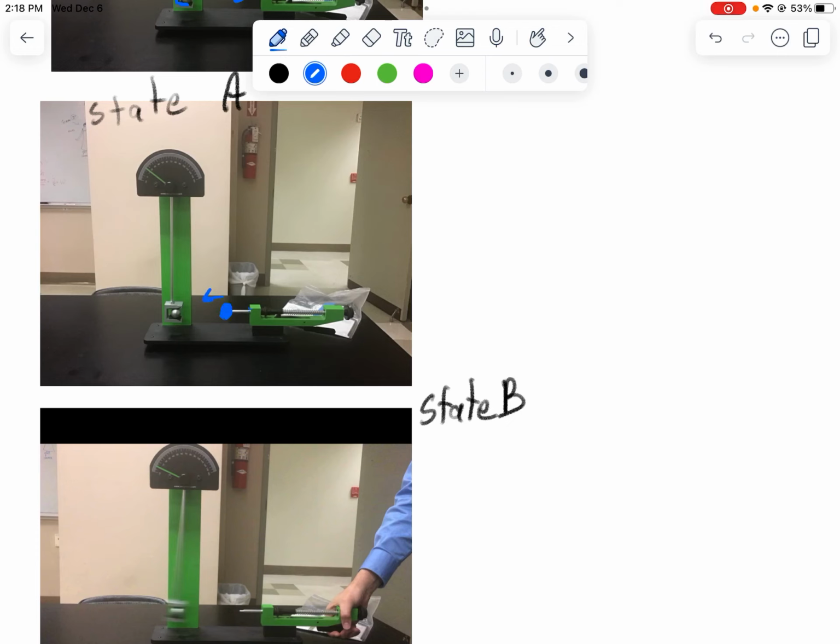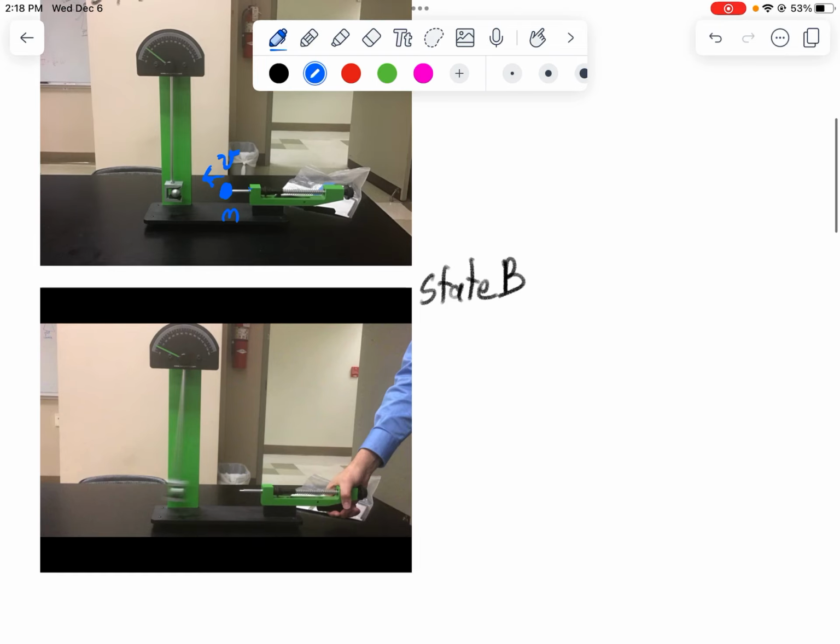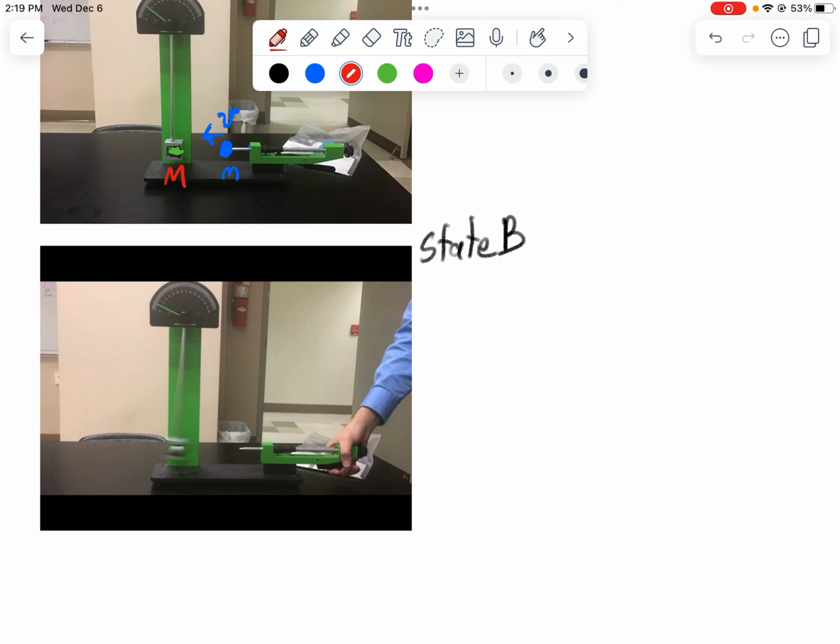So this we're going to call mass little m, and it will have an initial speed v. The catcher by itself, here let's scribble out the ball so we know it's not there. The catcher itself has mass big M, and initially doesn't have any speed, it's just hanging there.